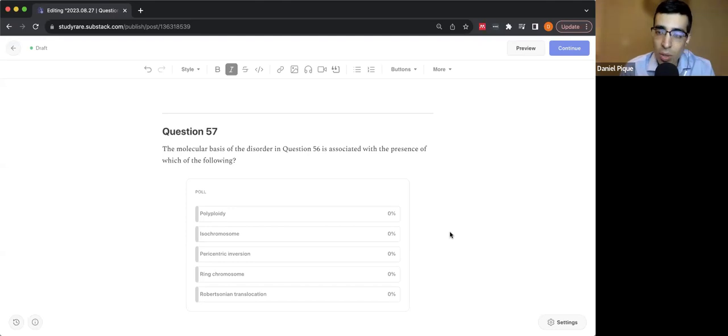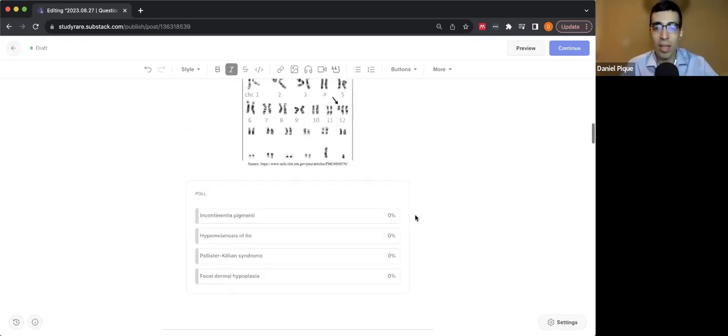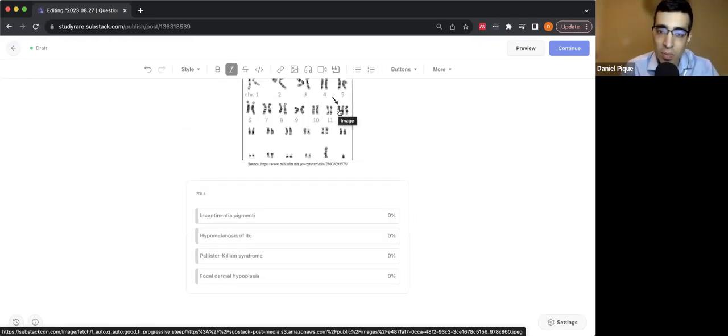Okay, so in this case, the correct answer is an isochromosome, and we'll talk about exactly what an isochromosome is. But essentially, we saw a picture of it in the previous question. Iso means equal or the same. And so we have a chromosome that's made up of two identical arms, in this case, the P arm of chromosome 12. And that's essentially what we see here in this karyotype.